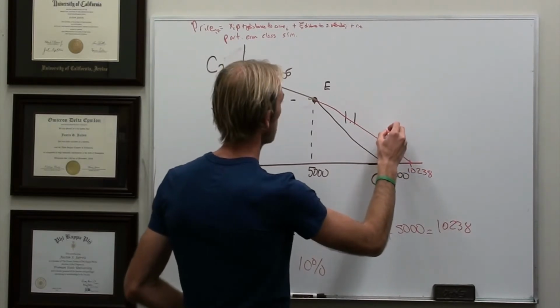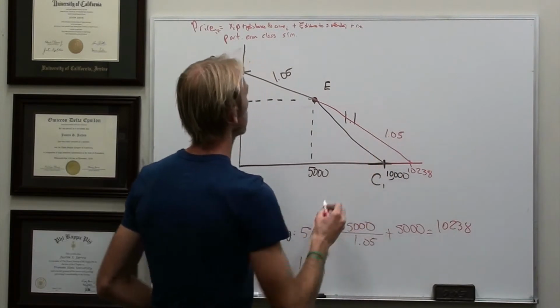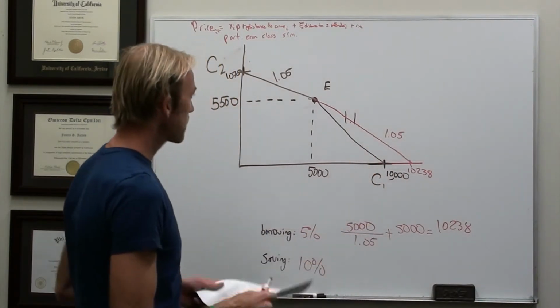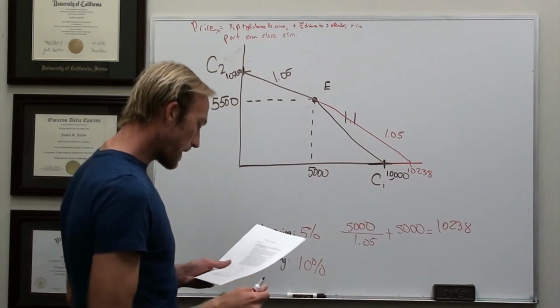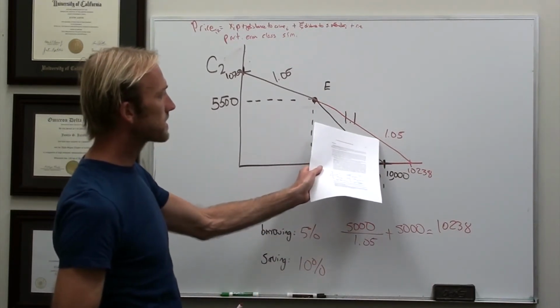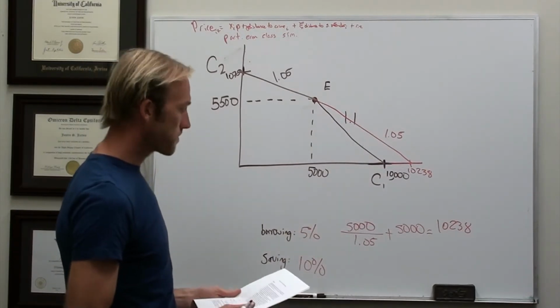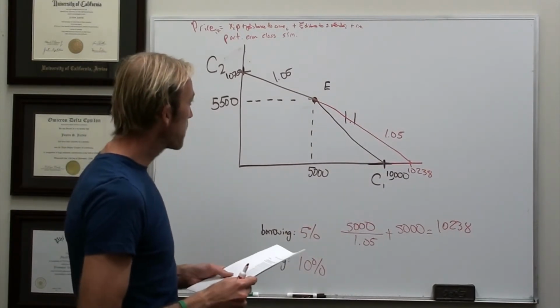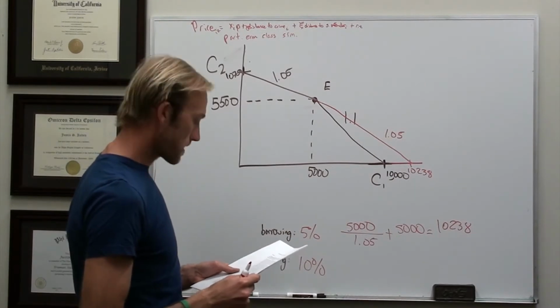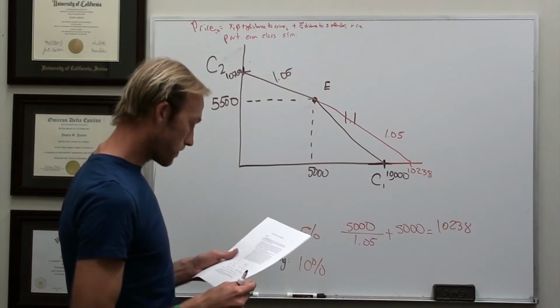And whoops, it cuts right through there. But this is what we have. The slope is 1.05. Okay. Now you can see it's a less steep slope because 1.05 is a smaller number than 1.1.